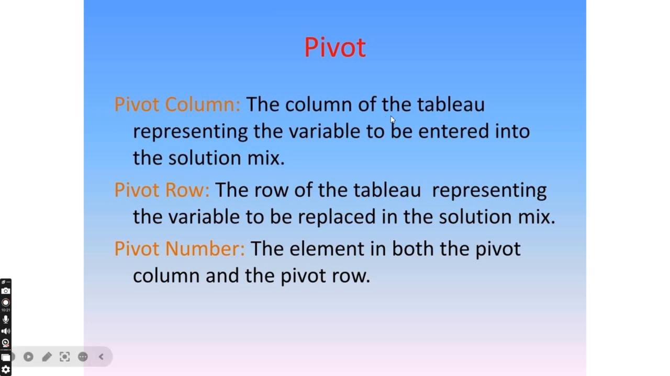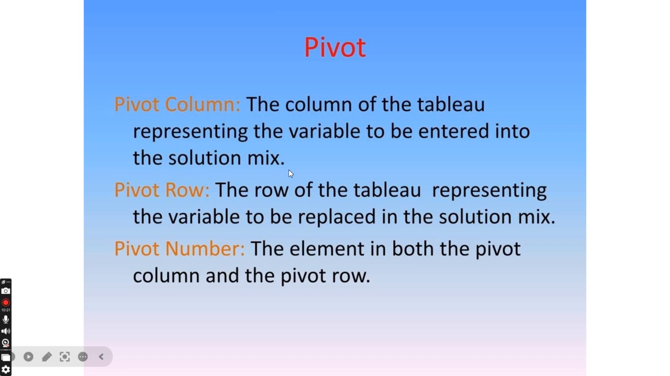Then what is pivot column? The column of the table representing the variable to be entered into the solution mix is called the pivot column. What is pivot row? The row of the table representing the variable to be replaced in the solution mix, that is pivot row. Which is pivot number? The element in both the pivot column and pivot row is known as a pivot number.